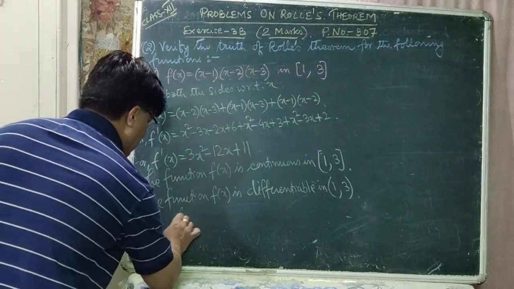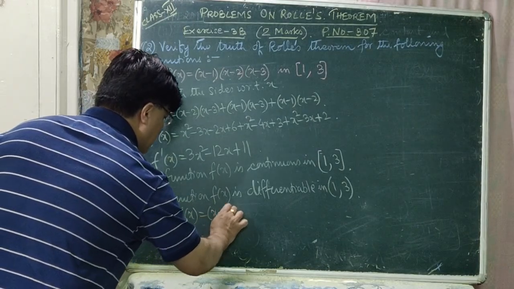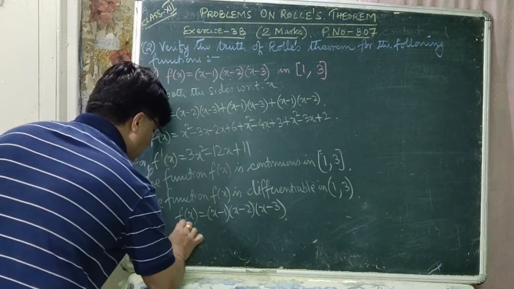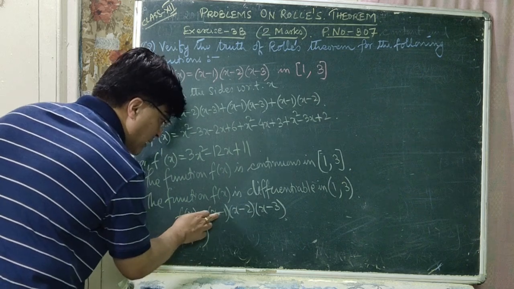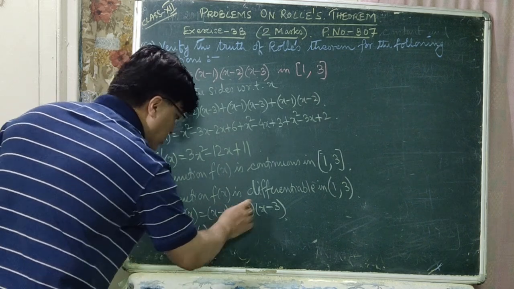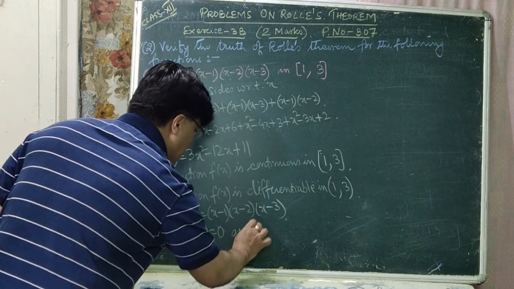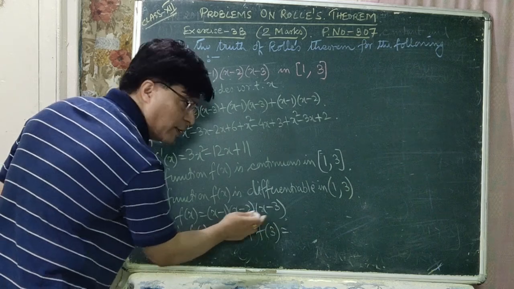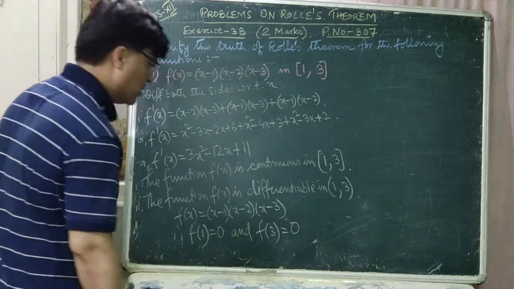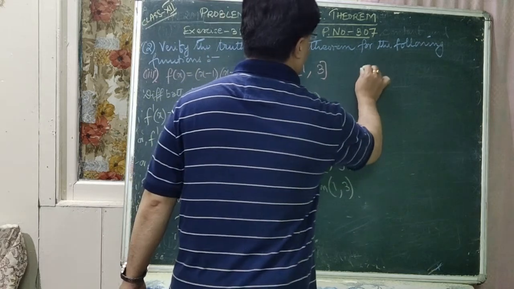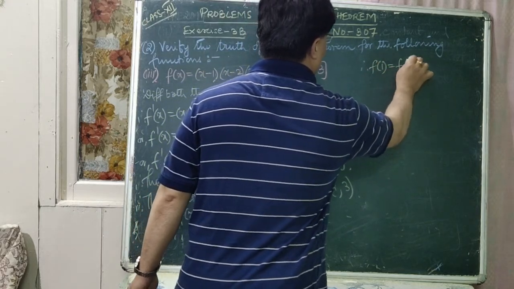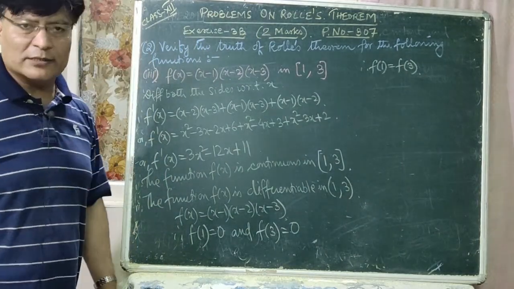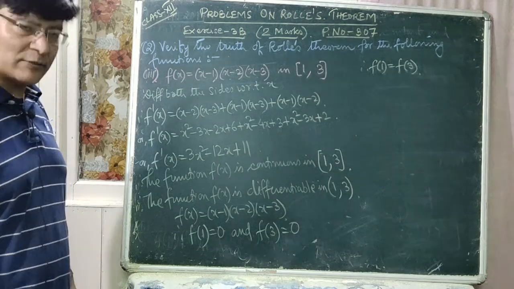So now what is f of x here? f of x is equal to x minus 1 into x minus 2 into x minus 3. So if you put f of 1, because of this x minus 1, 1 minus 1 will be 0, 0 into any number will be 0. And what about f of 3? Because of this x minus 3, 3 minus 3 will be 0, 0 into any number is always 0, that is f of 1 is equal to f of 3. Therefore, f of 1 is equal to f of 3. So in this case, all these three conditions of Rolle's theorem are satisfied.